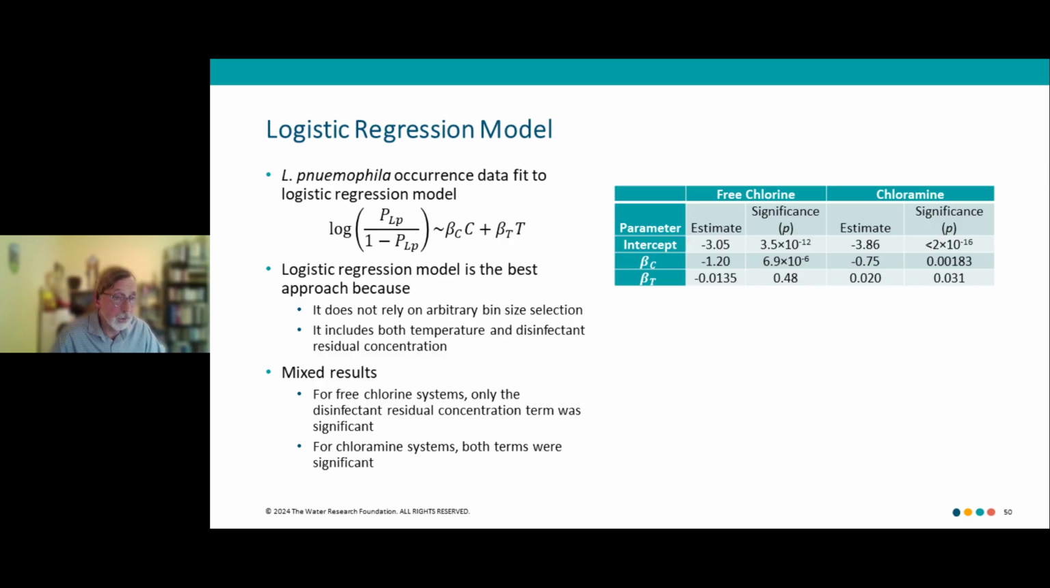We think that's the best approach because other approaches might rely on some arbitrary bin size selection, and I'll tell you what that means in a slide or two. It includes both temperature and disinfectant together, as they need to be. We fit this logistic regression model to the data, and we had mixed results. For the free chlorine systems, recall that there were a fair number of positives at very low temperatures, and we only found that the disinfectant residual concentration term was significant in the model. So you'll see those results look a little bit different from the chloramine systems, in which both terms were significant.